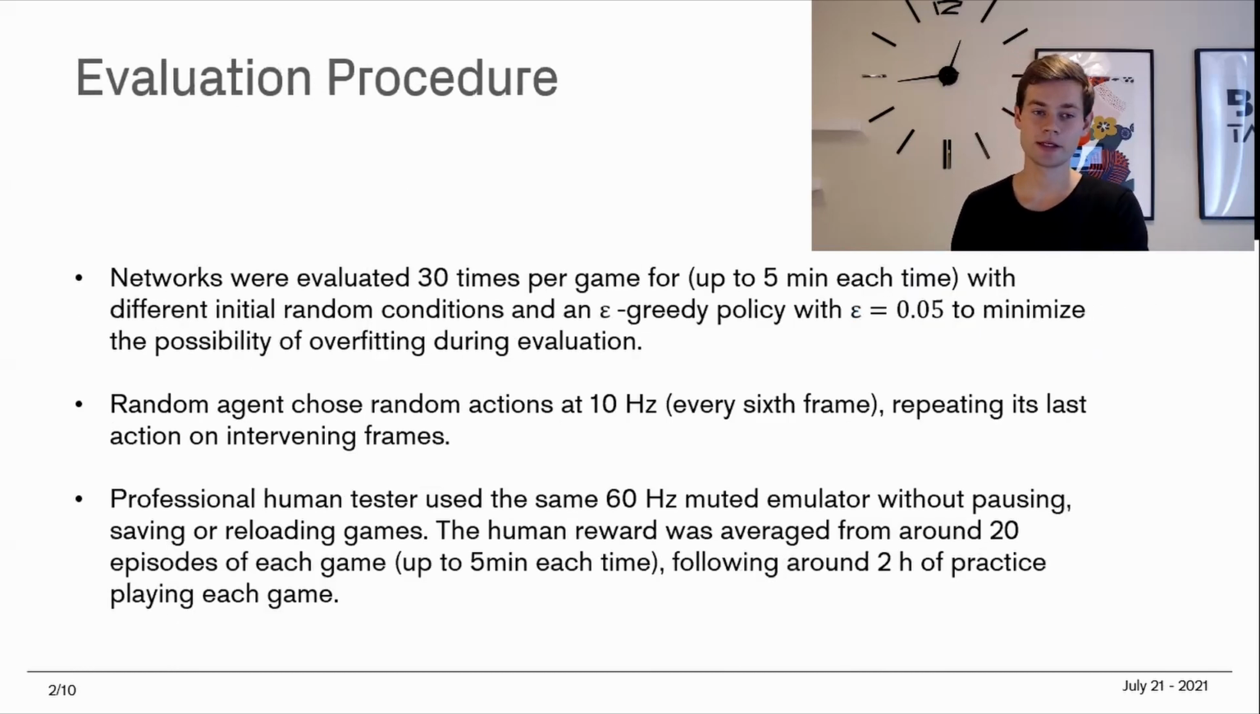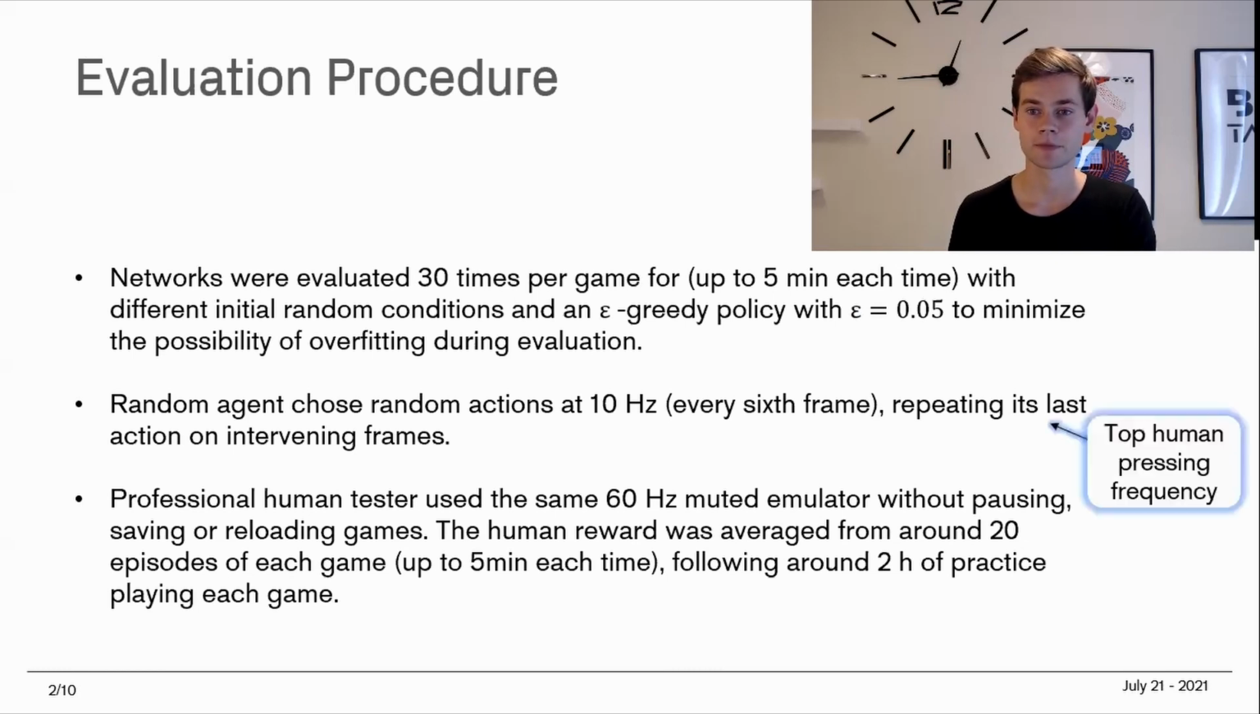Looking at some of the details for the evaluation procedure as well, the networks were evaluated 30 times per game and then averaged for their score, up to 5 minutes of gameplay each time. They were given different initial conditions, and they followed an epsilon greedy policy with epsilon 0.05 to minimize the possibility of overfitting during evaluation. So this is the evaluation procedure and not the training procedure, just to be clear about that.